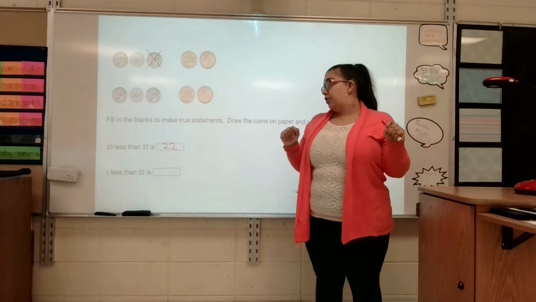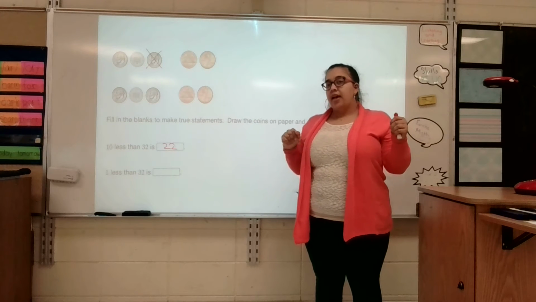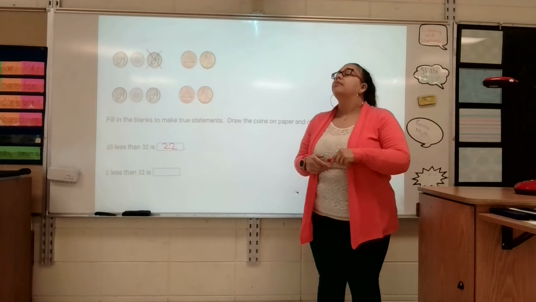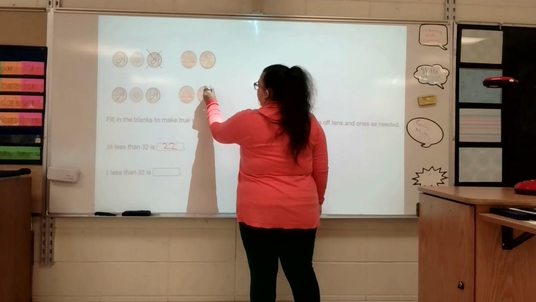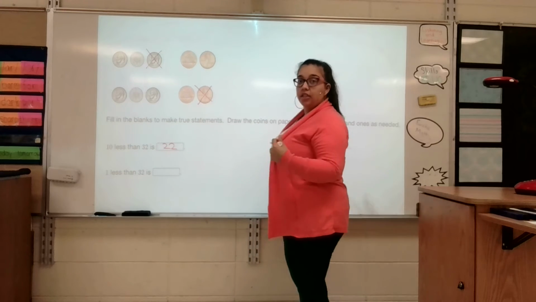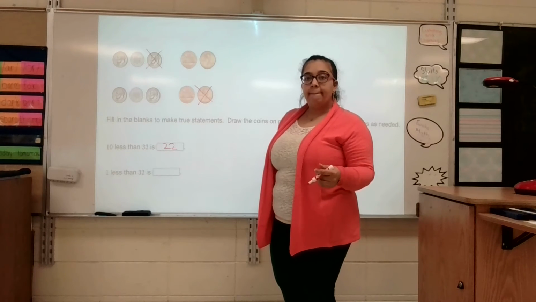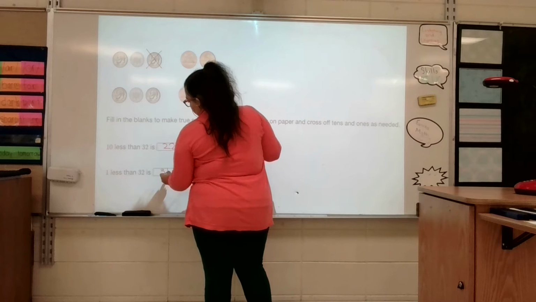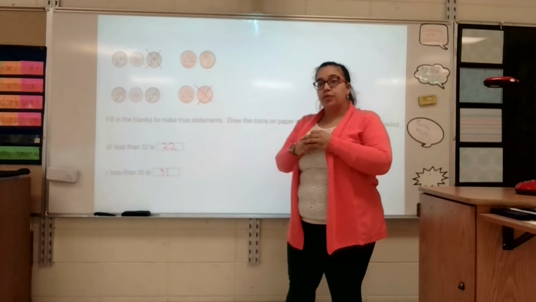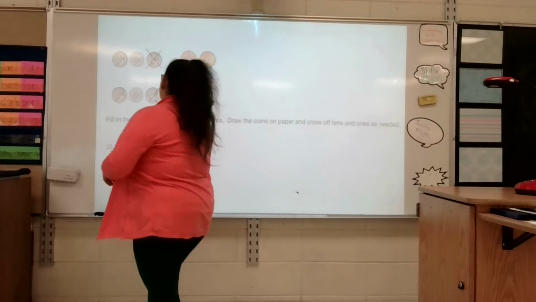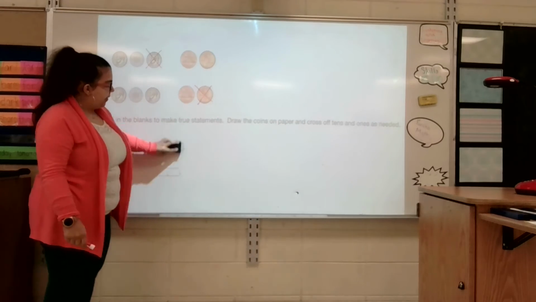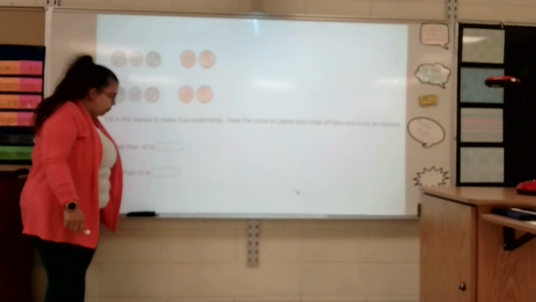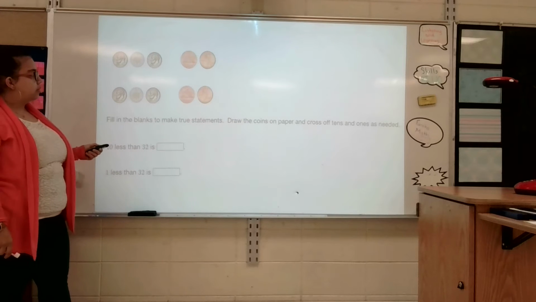So, my first question to you, 1 less than 32. Am I crossing off a 1 or am I crossing off a 10? I'm crossing off a 1. I'm crossing off a penny. So 1 less than 32 is 31. Excellent. Good job. 1 less than 32 is 31. So it gives the directions right here. It says draw the coins on paper. Use paper and pencil to help you work through these problems and turn in your answers.